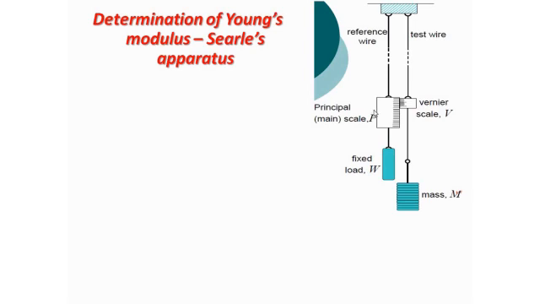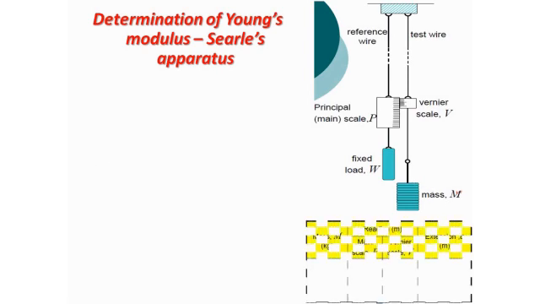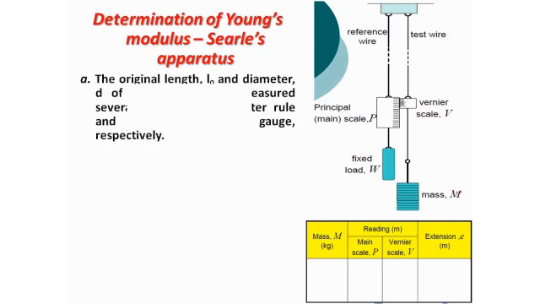This reference wire will be tied with a fixed load W, whereas the test wire will be tied with a mass M, which can be increased or decreased every time. Clear? So let's discuss the experiment. You see, the original length is L naught, and the diameter is D of the test wire.